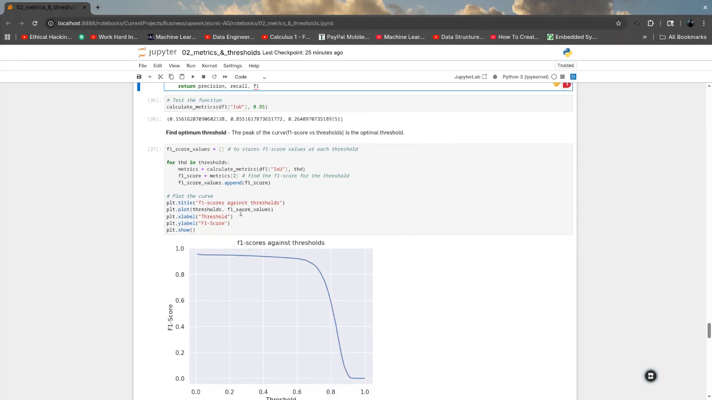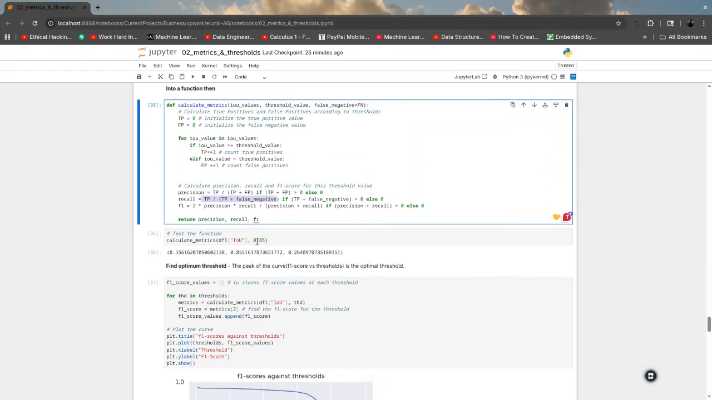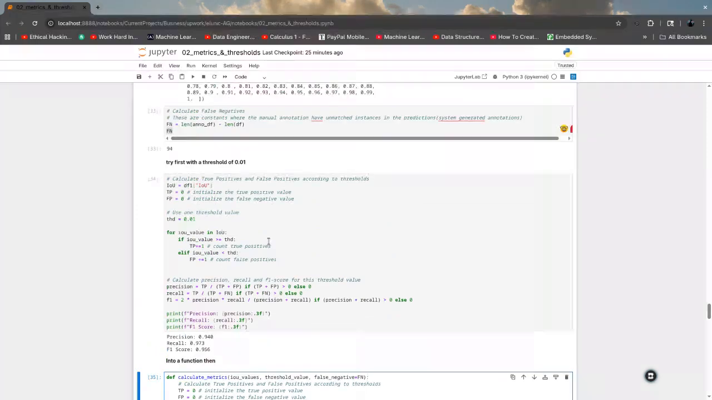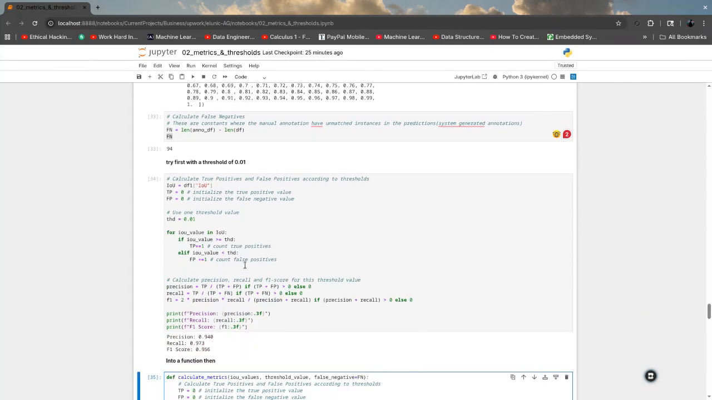If you can see here, we found the optimal threshold by, first, calculating for 0.85. This was just testing the function. Now I had to calculate across all these thresholds: find the recall, F1, and the precision score for 0.01, 0.02, all the way up to 1.0, and store them somehow.